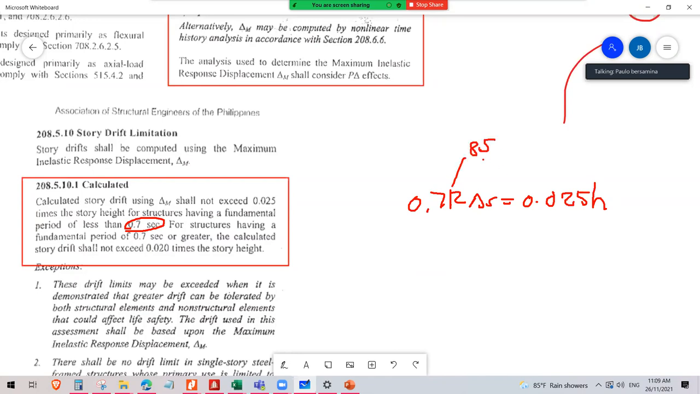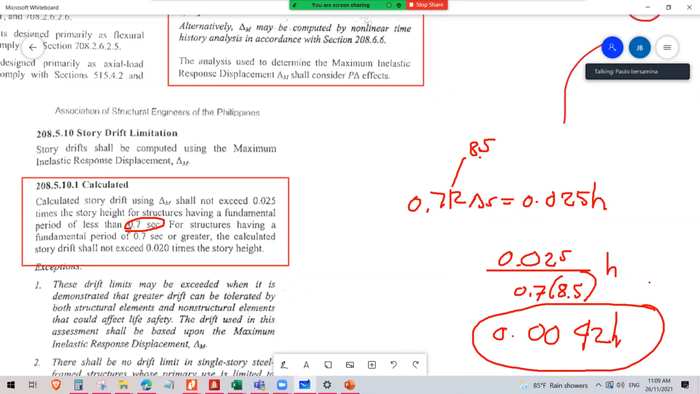So, kukumpyutin natin yan. This is 8.5, di ba? Wala yung calculator. So, 0.025 divided by 0.7 divided by 8.5. Okay, I'm getting 0.0042. Yeah, so, yan yung ilalagay natin sa STAAD. Which, okay, that's the allowable drift. Okay?